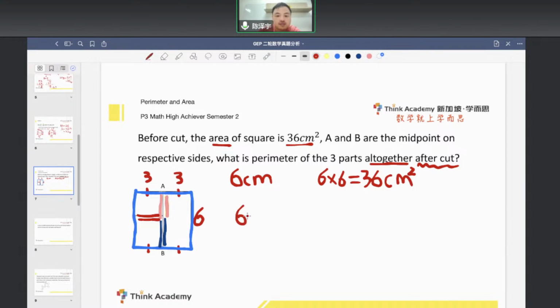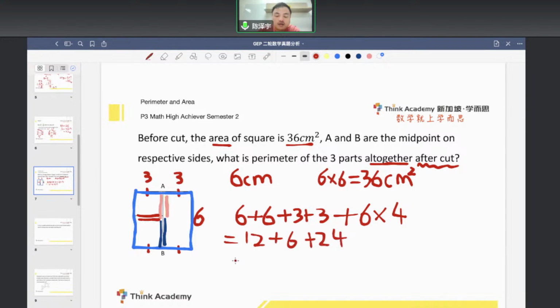So it's 6 plus 6. And here I know that this part is 3 cm and I have 2 3 cm. So plus 3 plus 3. And lastly, don't forget to plus the perimeter of a square. So to find perimeter of square, it's just the side times 4. Okay, you will get 12 plus 6 plus 24. You will get 42 cm. So this is your answer.